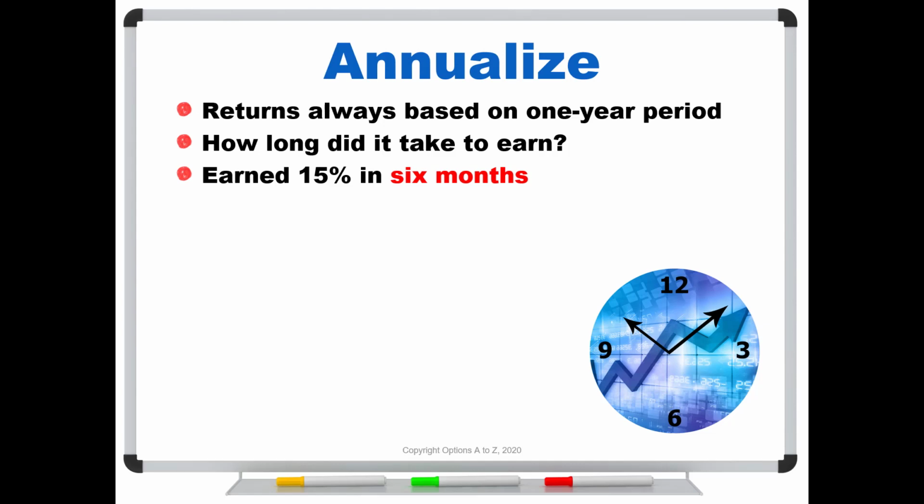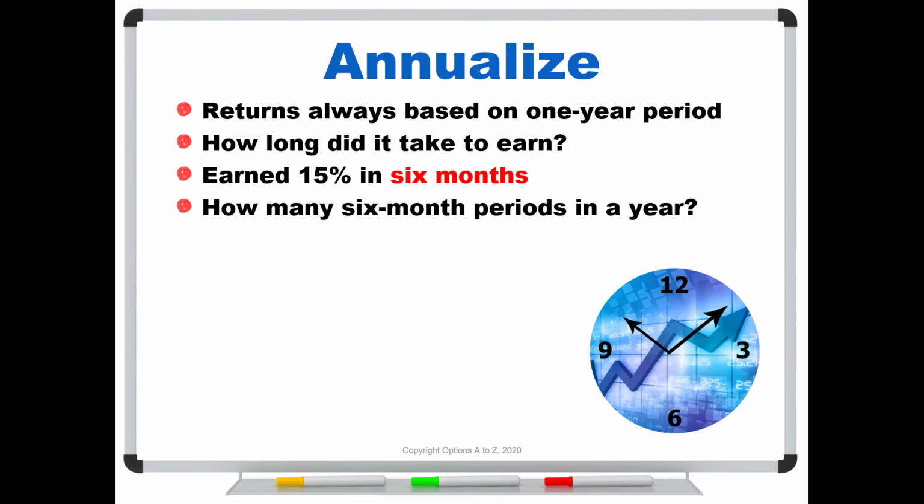How much better? Well, it's very simple. You're going to say how many 6-month periods are in a year? Well, there's 2. So that's what we call our annualization factor. We're going to take this 15% return times 2, and we would say that you earned 30% on an annualized basis. So again, does this really mean that you earned 30%? No, you earned 15%. But what we're saying is that if you continued to earn at this rate over the course of a year, it would be 30%. That's what the annualized figure shows you.